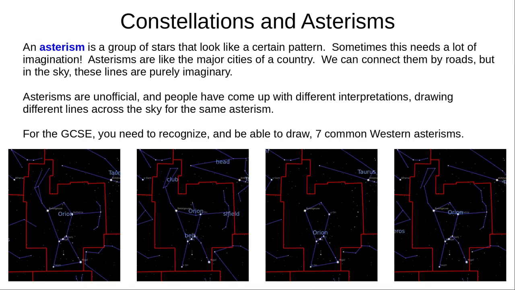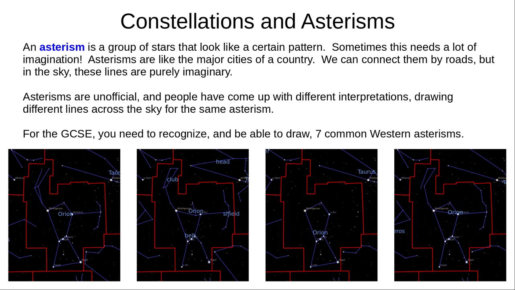When most people say constellation, they actually mean asterism. An asterism is a shape or pattern formed by a group of stars, often helped by ancient astronomers' overactive imaginations. You can think of the stars as the major cities in a country, connected by imaginary lines or roads. The exact shapes and lines are unofficial, and people have come up with different versions for the same asterism.